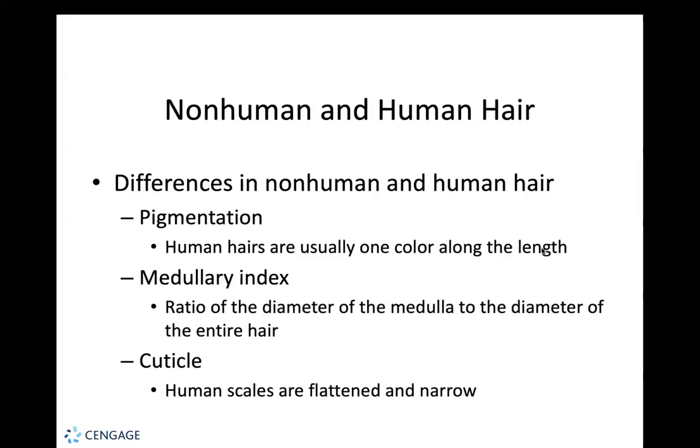Distinguishing between non-human and human hair, there are differences. One, the pigmentation. Human hair is usually one color along the length. That might not be the case in other types of non-human hairs. The medullary index is the ratio of the diameter of the medulla to the diameter of the entire hair, and each type of hair, including human hair, will have its own medullary index. And then the cuticle: human scales are flattened and narrow compared to other types of hairs.